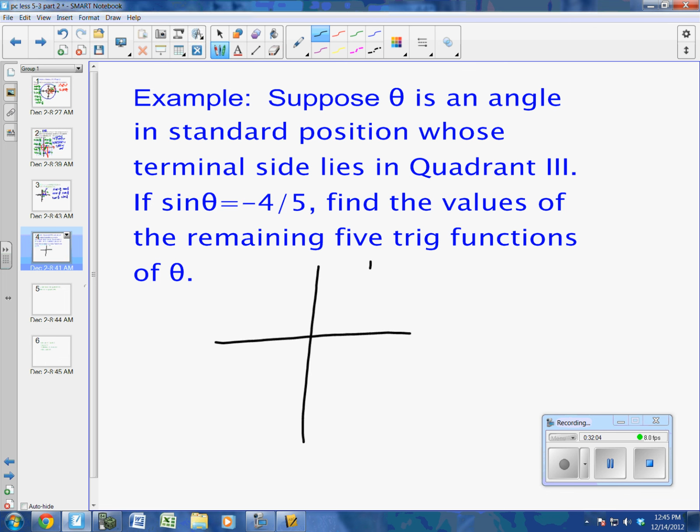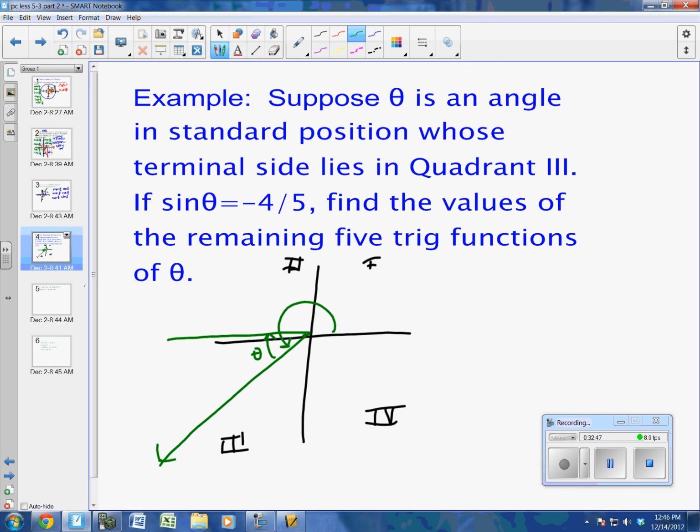So, quadrant 1, quadrant 2, quadrant 3, right? And quadrant 4. So, the terminal side of this angle lies in quadrant 3. I'm just going to draw a terminal side of an angle in quadrant 3. Now, keep in mind, you guys, this angle turned all the way around right here, right? We want the reference angle. Where would the reference angle be? Between the x-axis and this terminal side, right? So this is the angle we're going to be working with, theta.